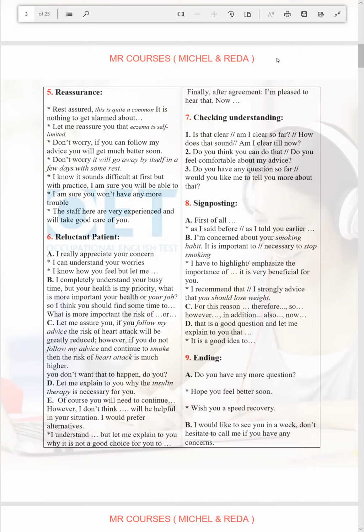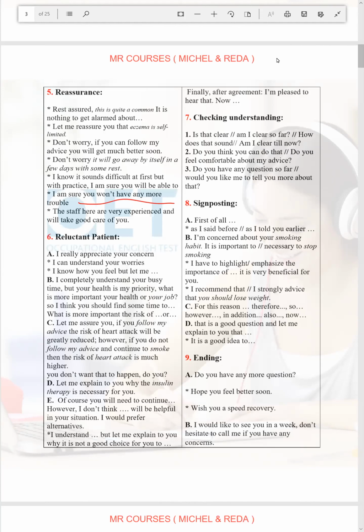Don't worry. If you can follow my advice, you will get much better soon. Don't worry. It will go away by itself. I know it sounds difficult at first, but with practice, I'm sure you will be able to do whatever you want. I'm sure you won't have any more trouble.